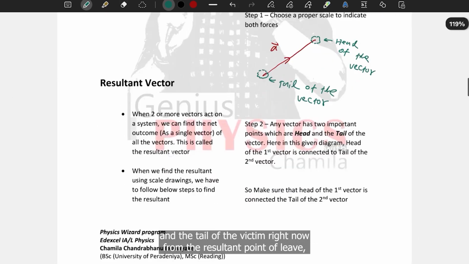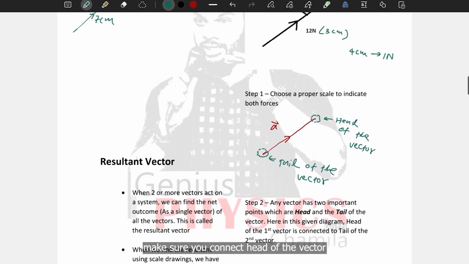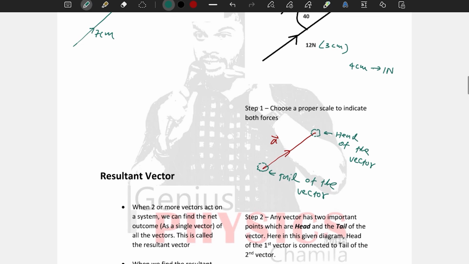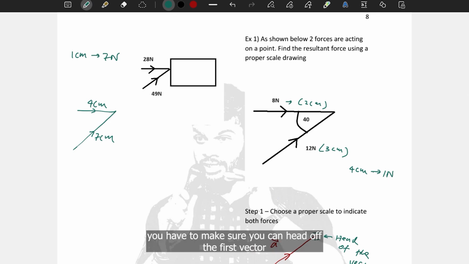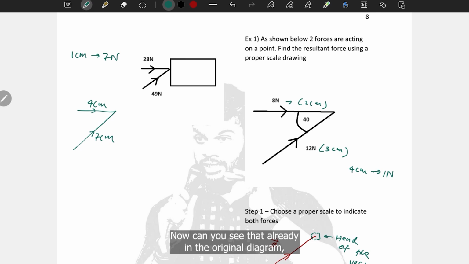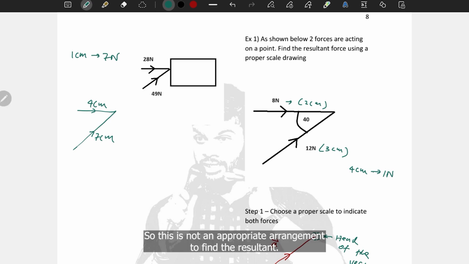Right. Now, from the resultant point of view, if you want to find the resultant, make sure you connect head of the vector to the tail of the next vector. So now, as there are two vectors here, you have to make sure you connect head of the first vector to tail of the second vector to find the resultant. Now, can you see that in the original diagram, head of the first vector is connected with head of the second vector, 12 Newtons? So this is not an appropriate arrangement to find the resultant.